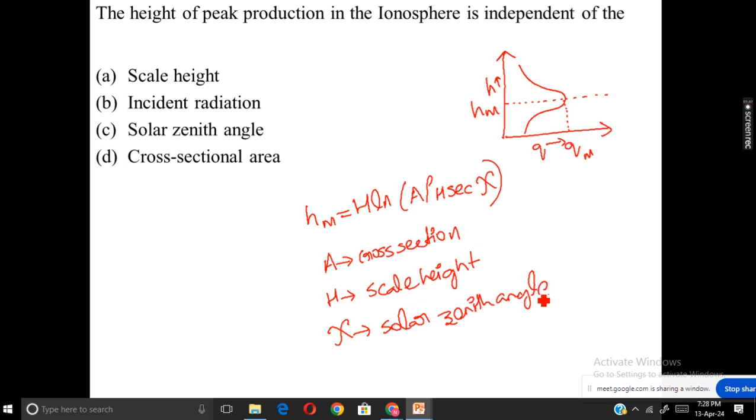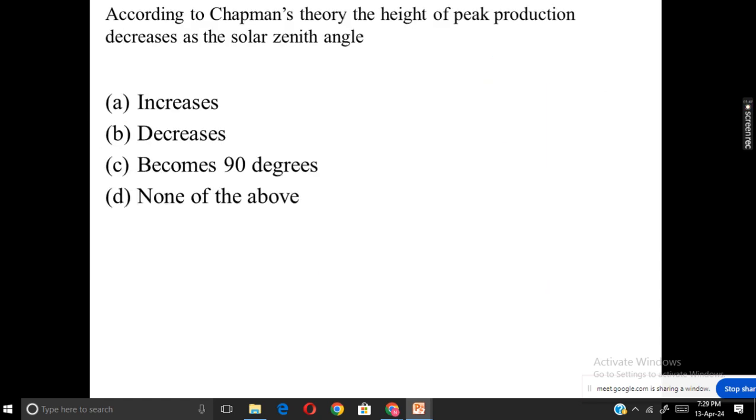So in the question, the height of peak production in the ionosphere is independent of, or doesn't depend on. It does depend on the scale height, we can see. It does depend on the solar zenith angle, which is chi, and it also depends on the cross section. And it doesn't depend on the incident radiation. The term I or I0 is not found in this equation. So basically, the height at which peak production occurs is independent of the intensity of the incoming solar radiation. So incident radiation is the answer.